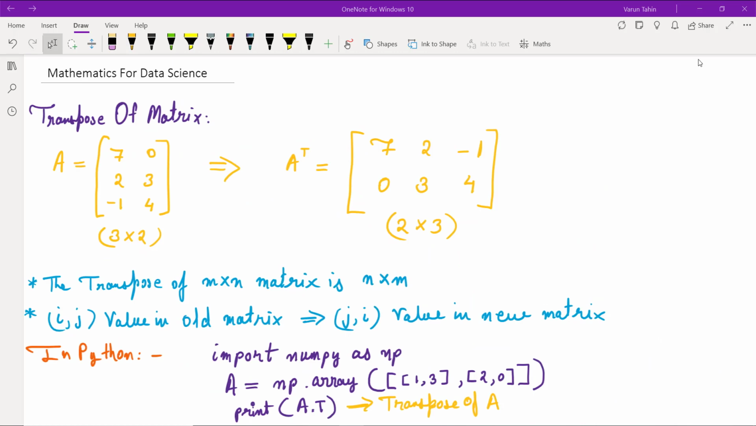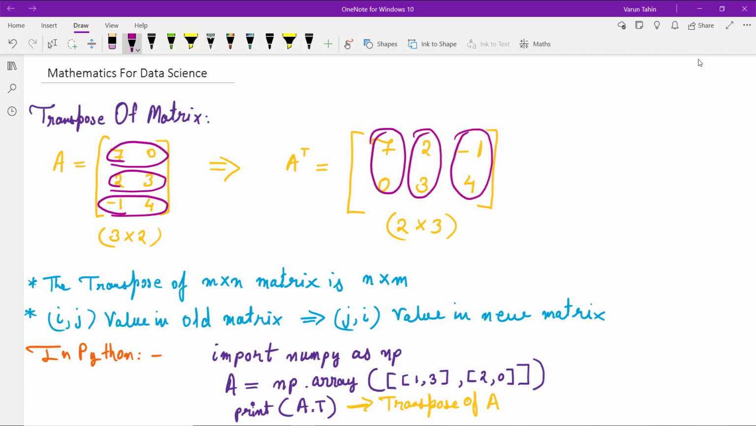Now let's move on to another concept, which is transpose of a matrix. Transpose of a matrix is nothing but changing the rows to columns and vice versa. So for this matrix A, which represents a 3 into 2 dimensional matrix, when we take a transpose of it, it will become a 2 into 3 matrix where all the rows will be changed to the columns. So you can see that 7 0 2, 3 and minus 1 4 are changed as columns here.